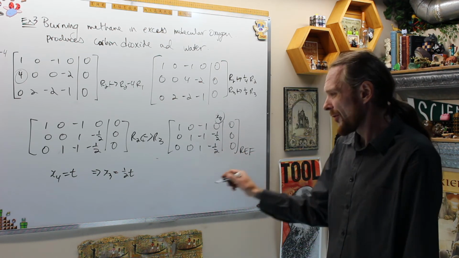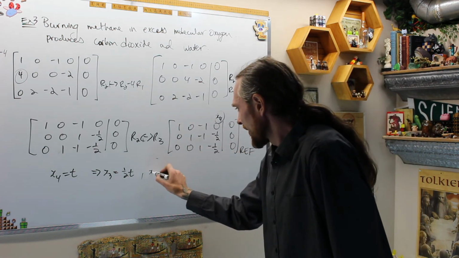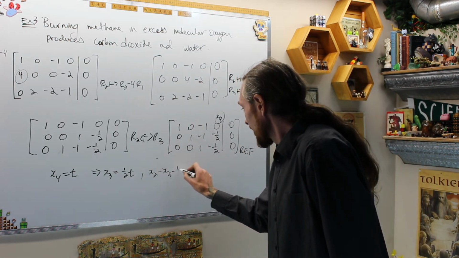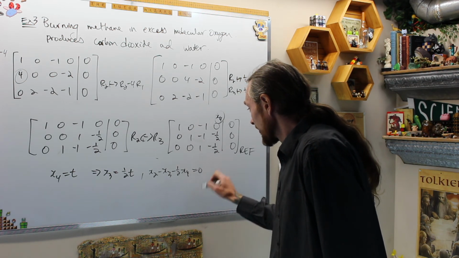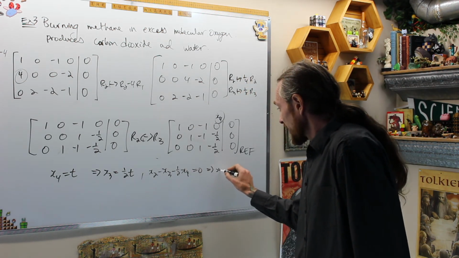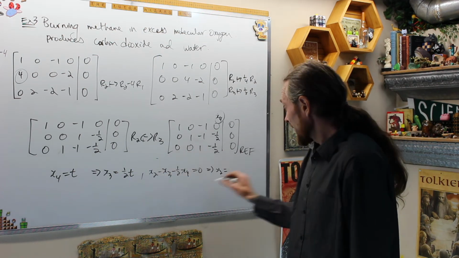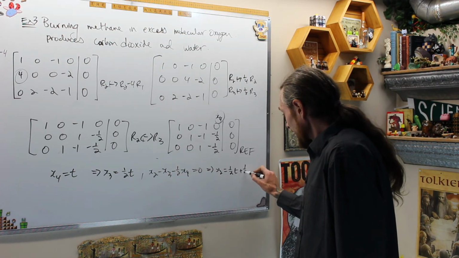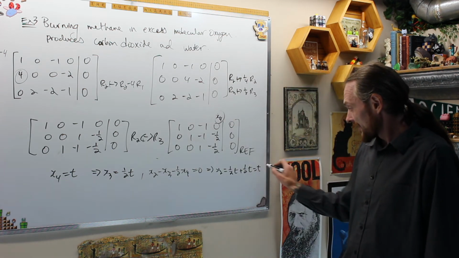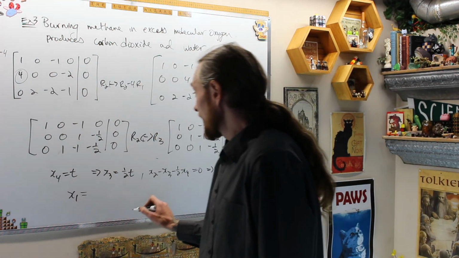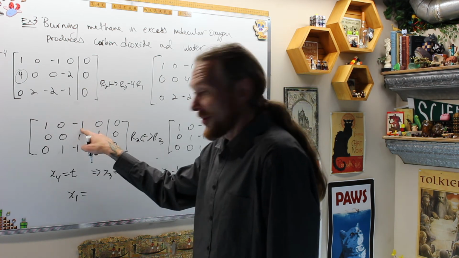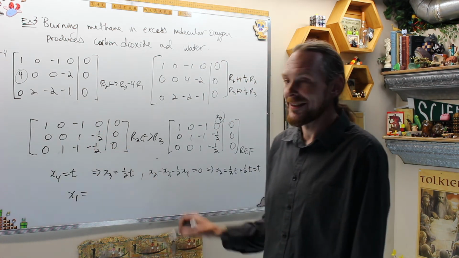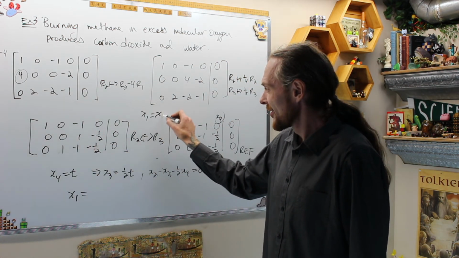Solving this equation, I move it over. In this equation, this says x2 minus x3 minus 1/2 x4 is equal to 0. This says that we get x2 is equal to x3 is 1/2 t plus 1/2 t, which is just t. And x1 is going to equal what? X1, oh, we knew it from the beginning. The original equation told us.